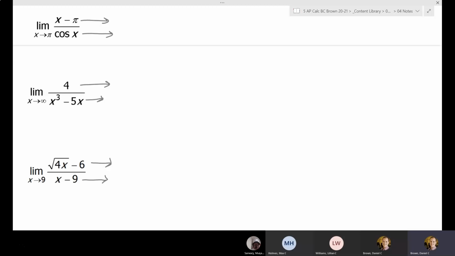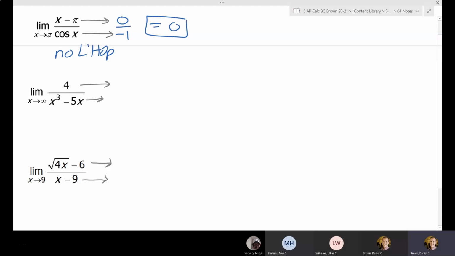So this first one, I have the limit as x goes to pi of x minus pi over cosine of x. Looking at that numerator, pi minus pi is 0. The cosine of pi is -1. Is that going to be an example we need to use L'Hopital's rule for? Nope. So this one is no L'Hopital. What would be the answer to that first one? 0. 0 over a number is just going to give us 0.